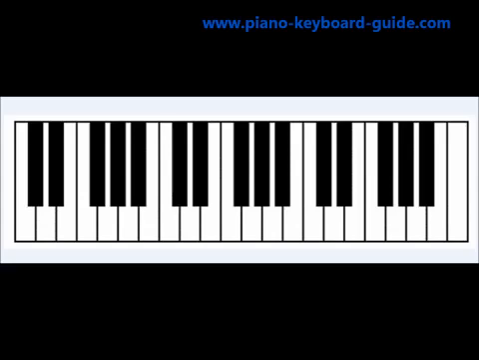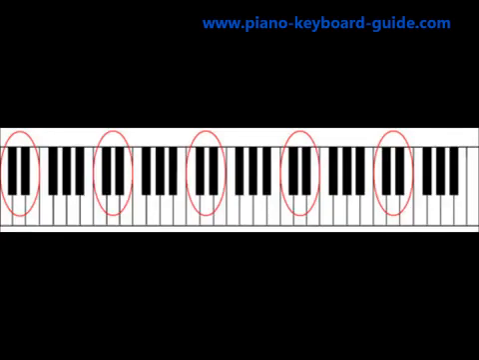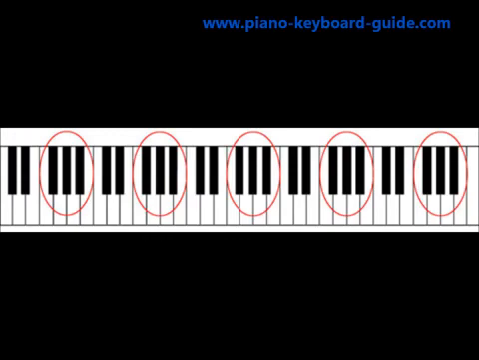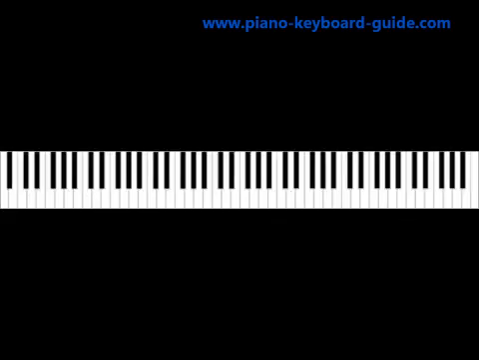You will notice that the black keys follow a pattern of 2 keys, followed by 3 keys, followed by 2 keys, then 3 keys, and so on. 2 black keys, 3 black keys, 2 black keys, 3 black keys, and it goes on depending on the number of keys that the keyboard has. In this 88-key piano, you can see that this pattern of black and white keys repeats several times.